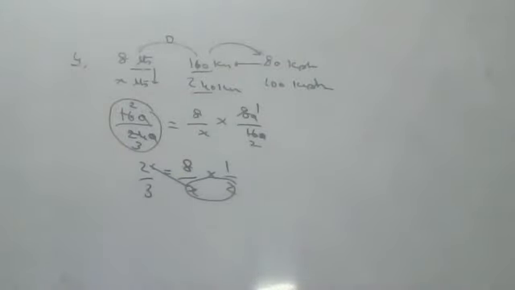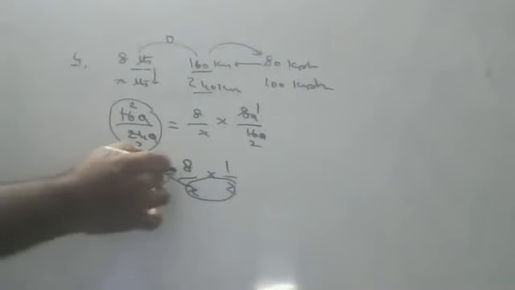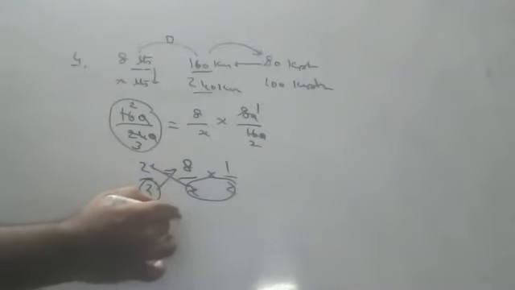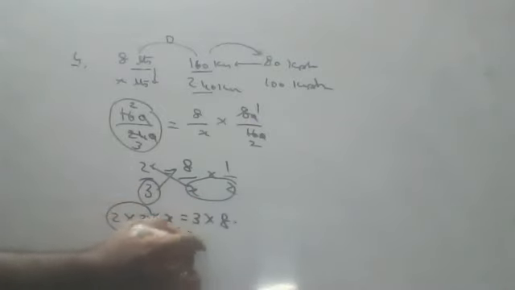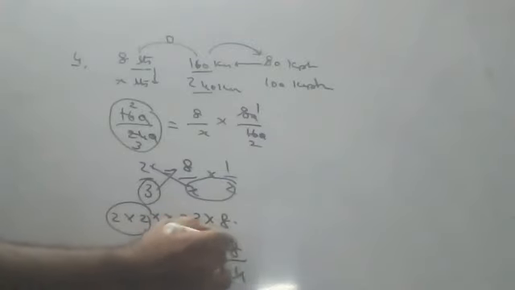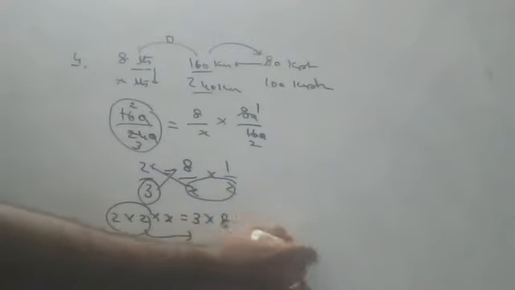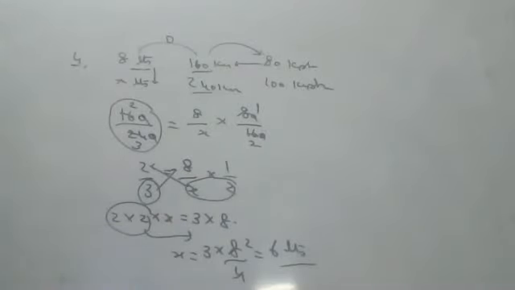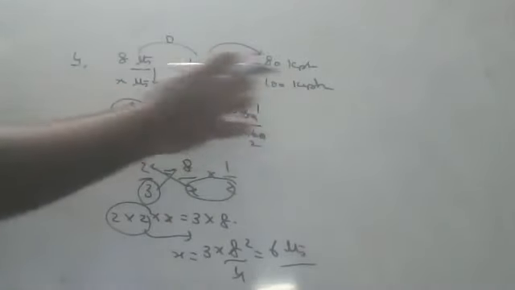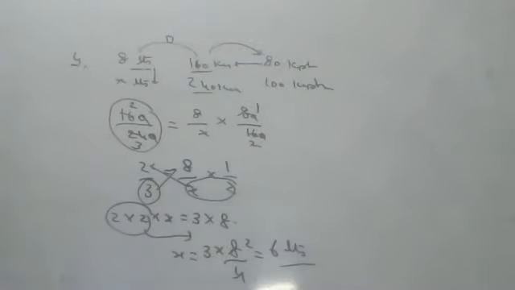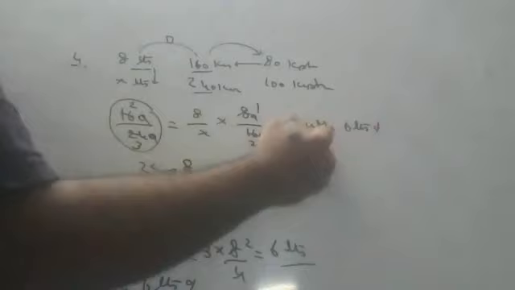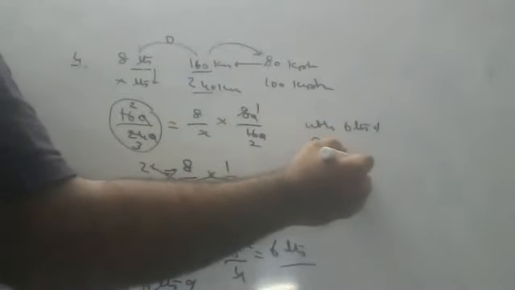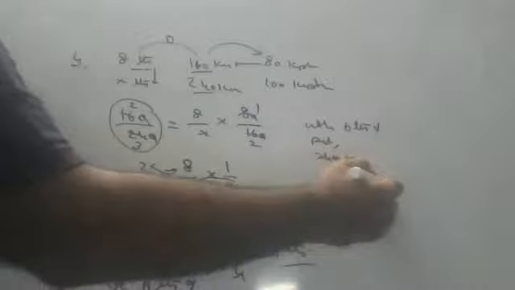Later you can ask me doubts. Please say 1 second. 3 here. 2 into 2 into x is equal to 3 into 8. This goes down. x is equal to 3 into 8 by 4. 4 2s are 8, so 6 liters. The answer is 6 liters. With 6 liters of petrol, he can cover 240 kilometers at 100 kmph speed. I'm writing the statement here.